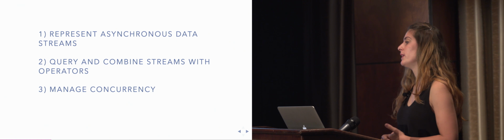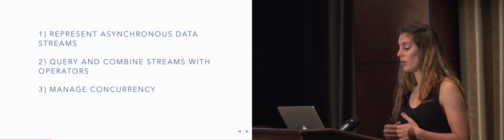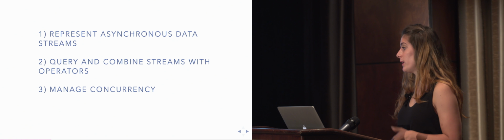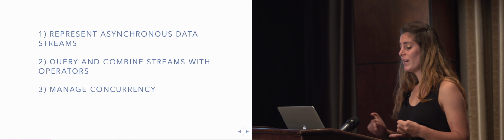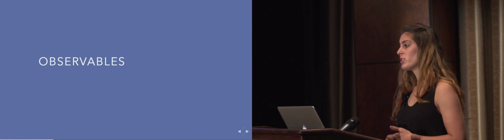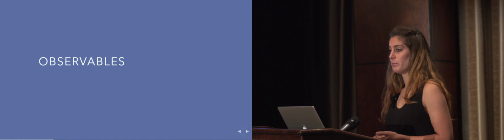So to review, these are the 3 core parts of Rx. We can represent asynchronous data streams, we can query and combine those streams with operators, and we can manage the concurrency of those streams with schedulers. So to jump into the first piece of that, observables.